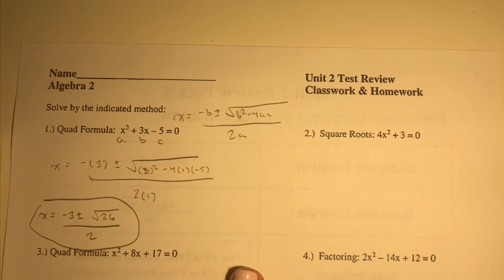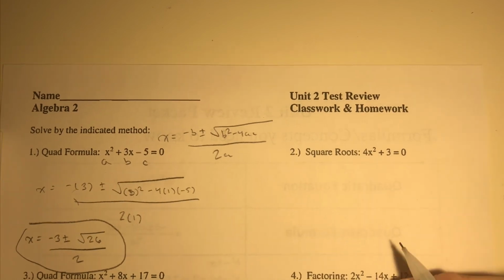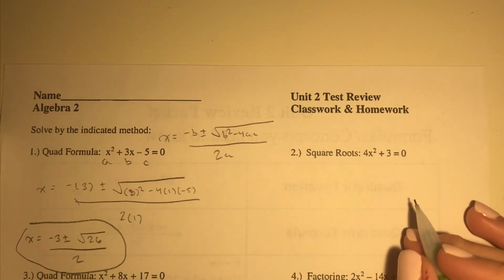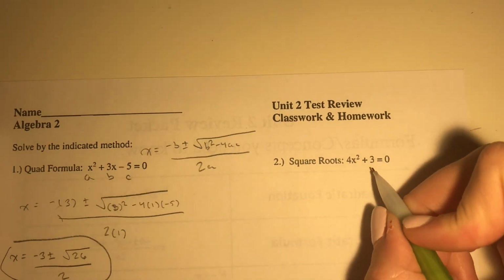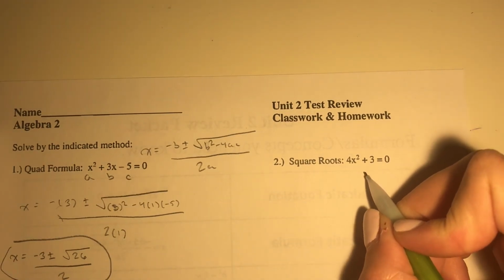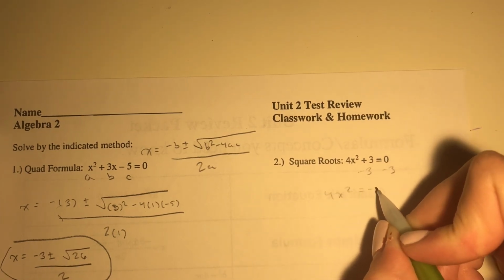Now for number 2, the square roots. 4x squared plus 3 equals 0. Okay. How do we do this? Well, the square roots, we're basically just taking the square root of the thing. Okay, we're going to bring this 3 to the other side, so subtract 3 from both sides. We get 4x squared equals negative 3.